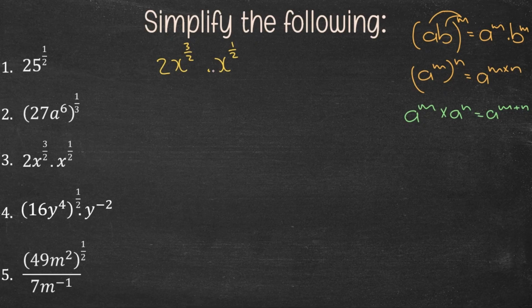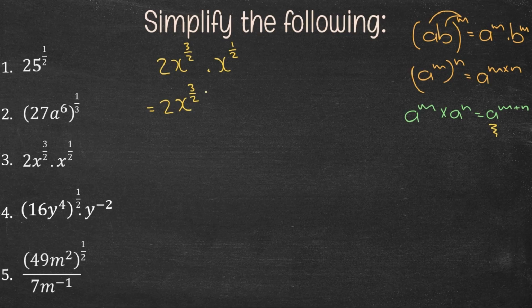Okay, now looking at this, I am multiplying. My bases are the same. It is x. That means I'm going to add these two exponents. So let's do that. I've got 2 multiplied by x. I keep my base because the law says you must keep your base, and then you add your exponents.